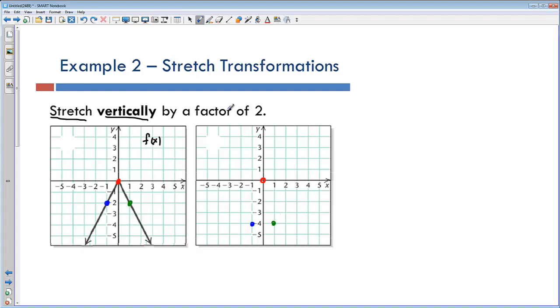So you can see the idea. What does it mean to stretch vertically by a factor of 2? You're just kind of pulling this function sort of down by a factor of 2, and so it's getting a little bit more narrow.